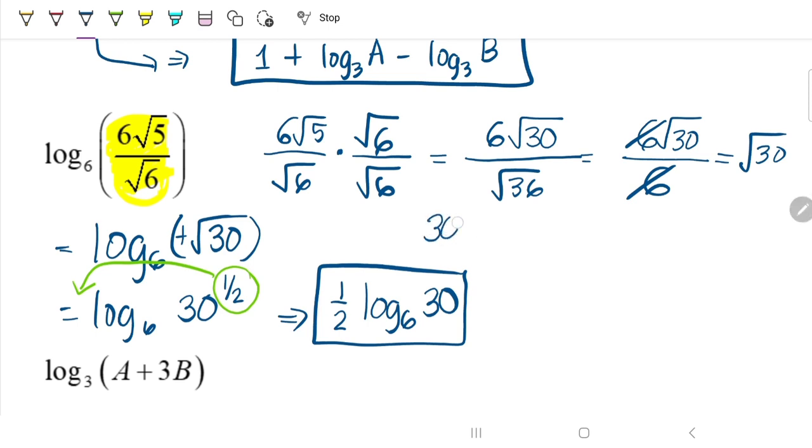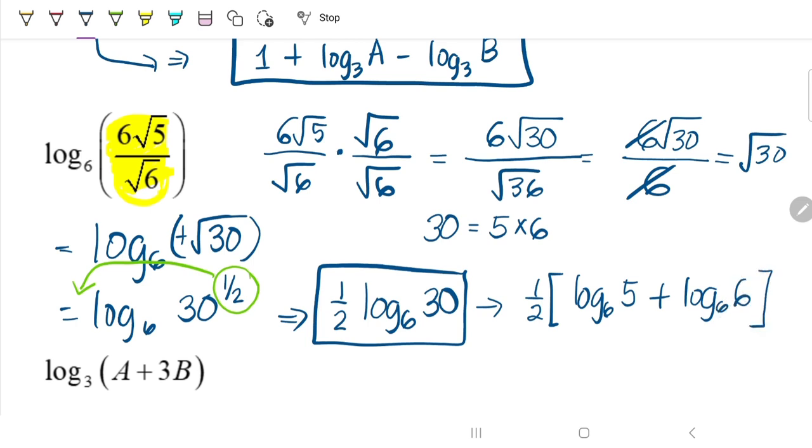So take note, 30 is just equal to 5 times 6, no? So I can rewrite this as 1 half times the quantity log base 6 of 5 plus log base 6 of 6. So ang ginamit ko dito ay product rule. Okay? So simplifying this further, meron tayong 1 half log base 6 of 5 plus, so take note, this is just equal to 1. Okay?